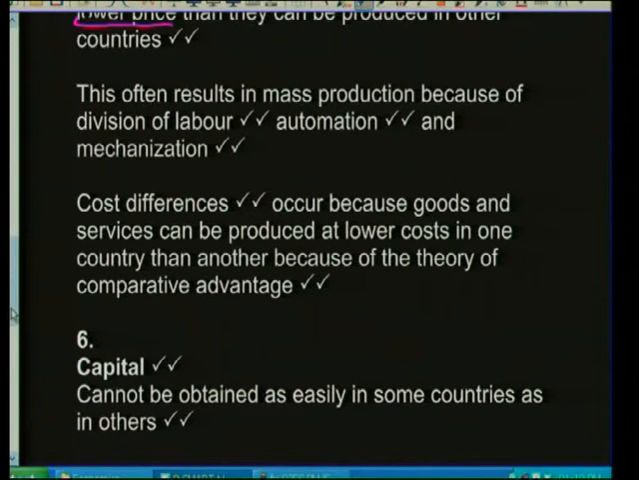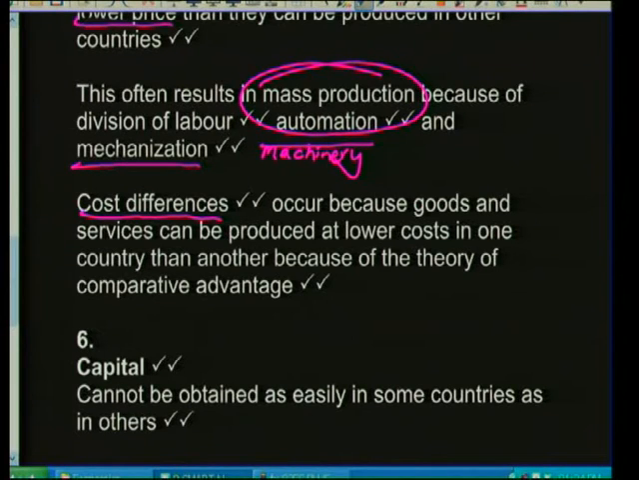Here they mention mass production that I mentioned earlier. Because of the division of labor, automation means they replace human labor by making use of machinery and mechanization. Cost differences. The reason for the cost differences would be because the goods and services can be produced at lower cost in one country than in another, and this goes back to the theory of comparative advantage that I explained to you a little bit earlier on.